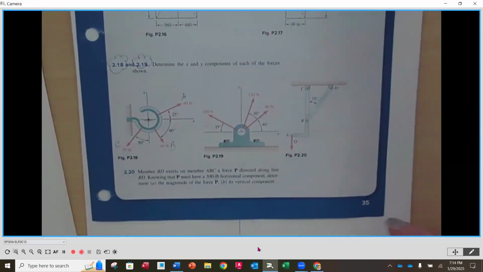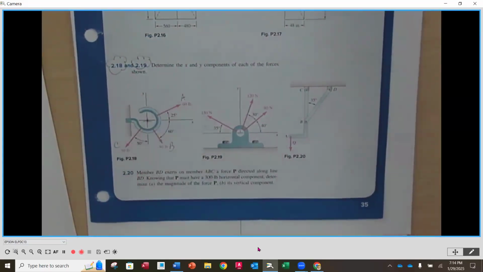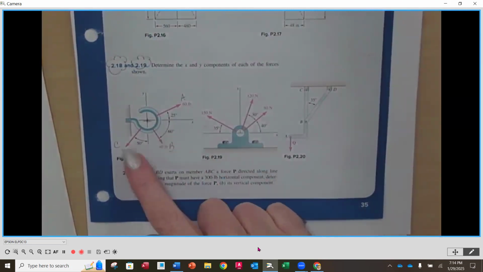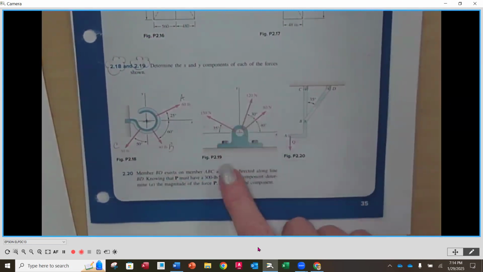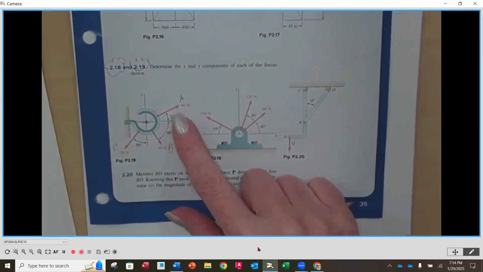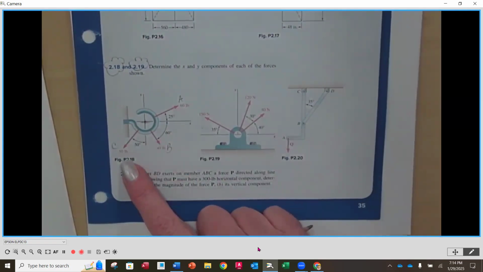They're on the bottom of page 35. So on the left-hand side here, it says, determine the X and Y components of each one of the forces. So you're not finding the resultant for this, but there are three forces on number 18, and there are three forces on number 19. You need to find the X and Y components for the 60-pound force, the 40-pound force, and the 50-pound force for 18.